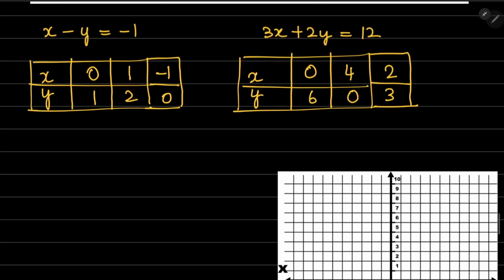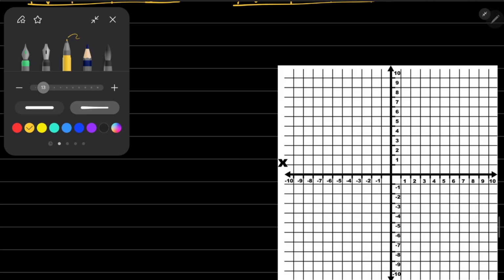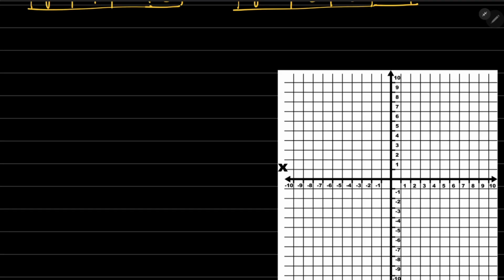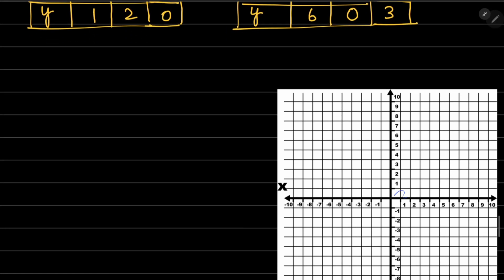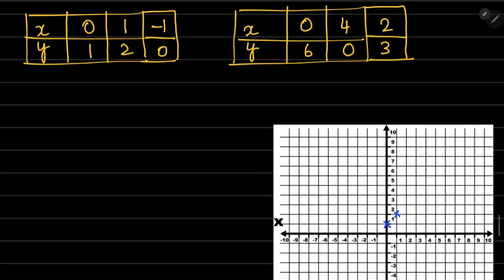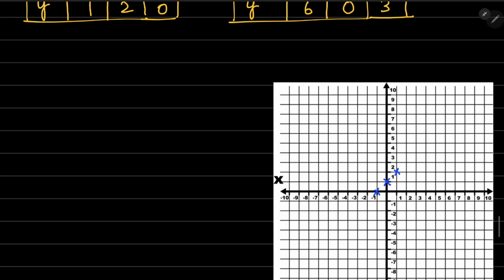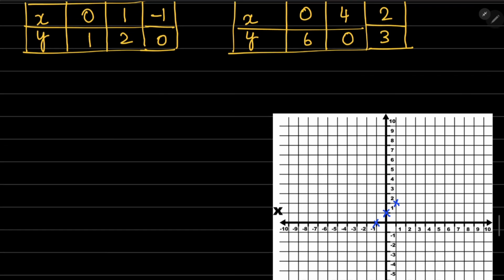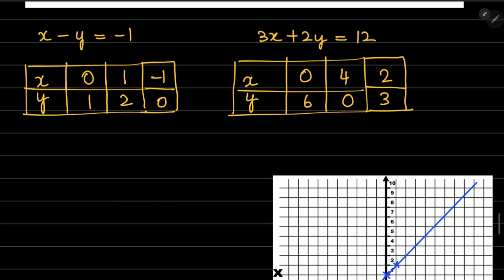So the first line is 0 comma 1. Let me plot it. 0 comma 1 is here. Okay, and then 1 comma 2 is here, and then minus 1 comma 0. Okay, so let's go ahead and draw a straight line which is joining all these 3 points. So this is your first line. So what is the equation of the line? x minus y equal to minus 1.